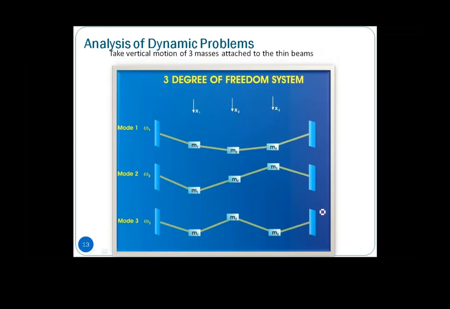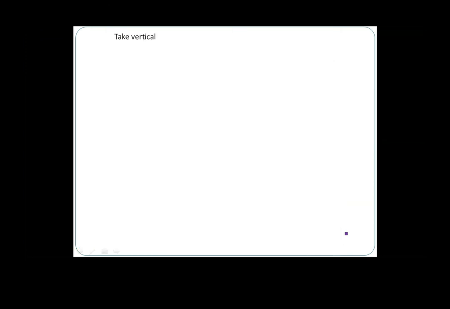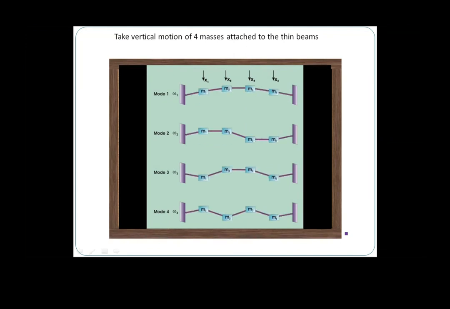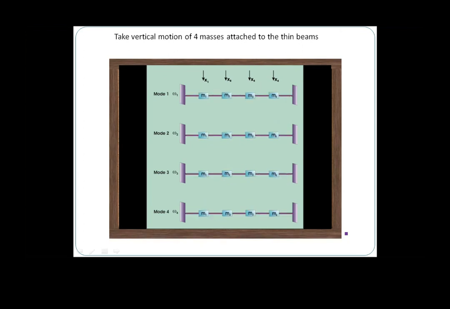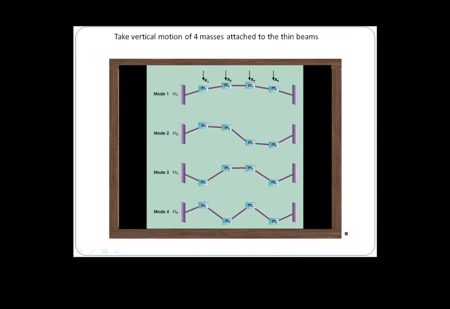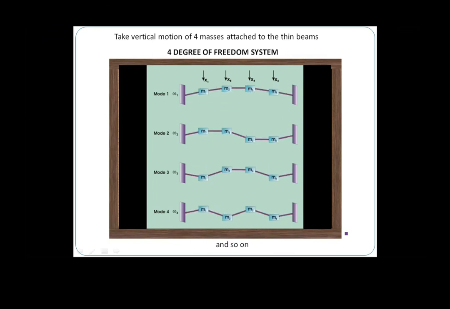Right, so 3 degrees of freedom, 3 natural frequencies, 3 mode shapes. Okay, it's very distinct. Each natural frequency will have its own distinct mode shape, and it won't repeat. You won't see, let's say, natural frequency number 2 having a similar motion to the first natural frequency mode. So they are very distinct. So if you have 4 degrees of freedom, 4 nodes, then you have 4 natural frequencies and 4 corresponding mode shapes. All right. So if you have more, then you'll have more.